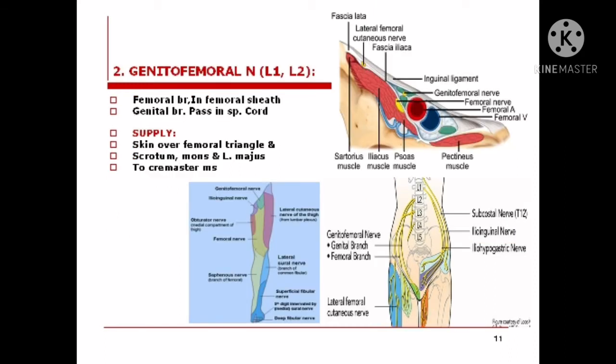The genitofemoral nerve arises from L1 and L2. It has two branches: the femoral branch, which passes in the femoral sheath behind the inguinal ligament and supplies the thigh region, and the genital branch, which passes in the spermatic cord and supplies the genital organs. The skin over the femoral triangle is supplied by the femoral branch, and the scrotum, mons, labium majus, and the cremaster muscle are supplied by the genital branch.